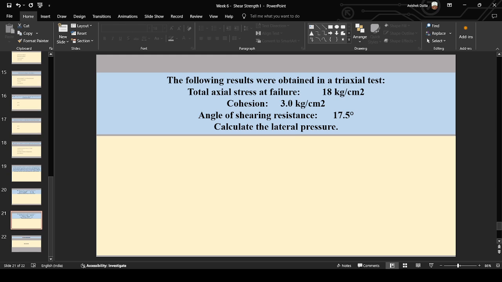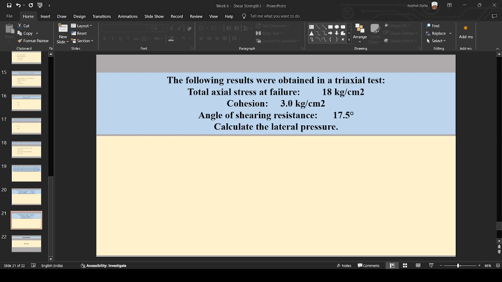I am repeating the question. The following results are obtained in a triaxial test. The total axial stress at failure is 18 kg per centimeter square. The cohesion is 3 kg per centimeter square. The angle of shearing resistance, so the angle of internal friction, is 17.5 degrees. Using this data, you have to find out the lateral pressure.